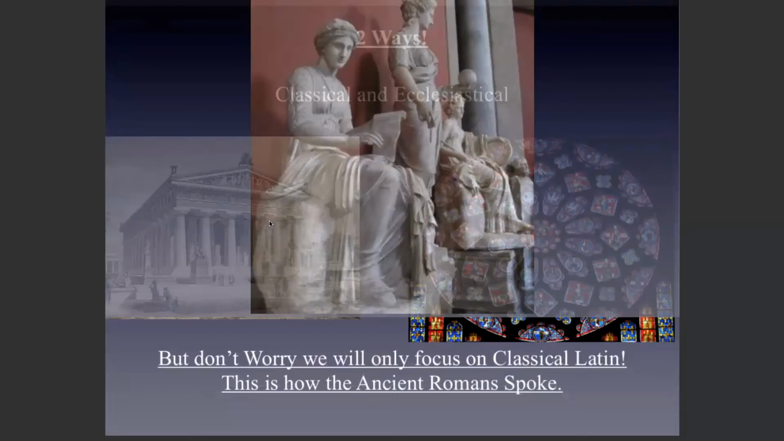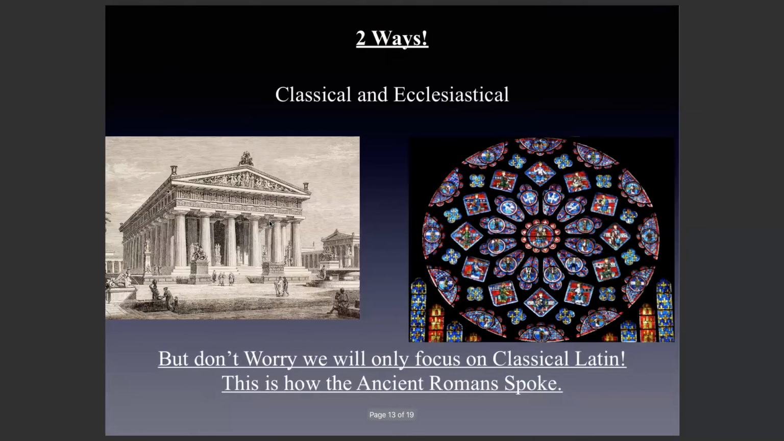Okay, with that being said, there's actually two different ways to pronounce Latin, but don't worry, we're only going to do one. There's the classical way of pronouncing Latin. And you notice that when I say classical, underneath we have this old picture of a Roman temple. That's because this is the actual way the Romans spoke. This is a little bit harsher sounding, with a little bit harder edge, right?